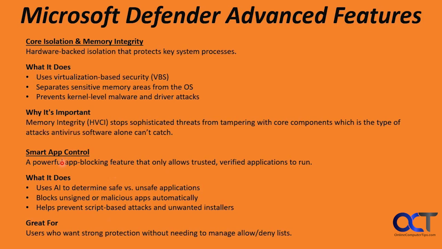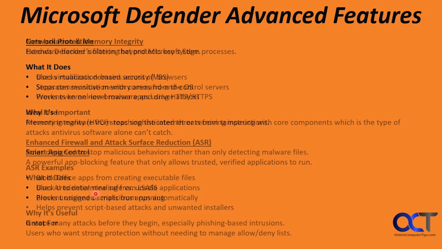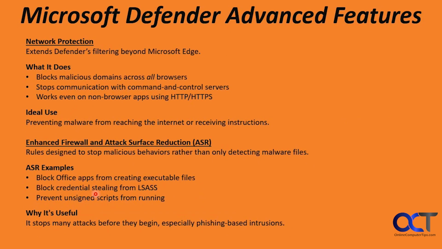All right, then we have Smart App Control. So this only allows trusted, verified applications to run. So when these developers write these applications, they usually get some type of security certificate or have them signed so that your computer will know they are trusted. So when you go to install them, it'll actually let them be installed. So how this works, it uses AI to determine safe versus unsafe applications and then blocks unsigned or malicious apps automatically.